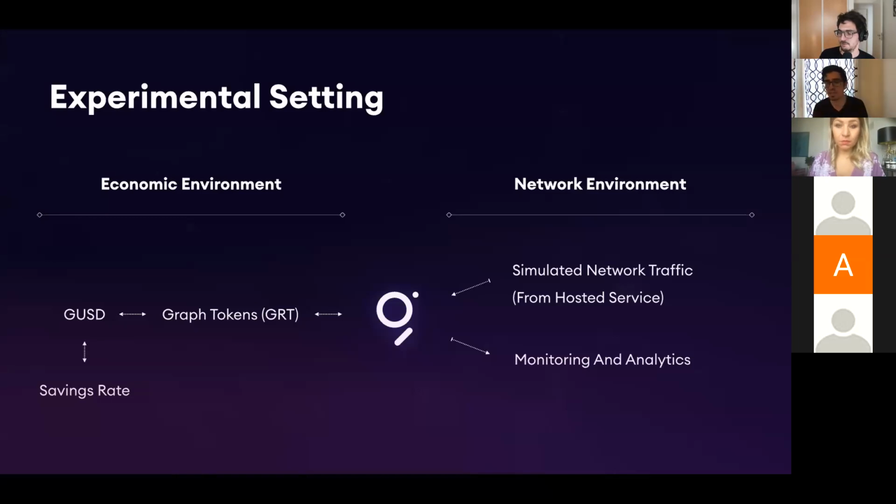And from the network environment side of things, we'll actually be hitting you with traffic that we've collected in the hosted service over the last 18 months. So you're not going to be getting unrealistic, fake generated data. These are going to be real queries that we've collected and logged from real subgraphs that have been running in production. And from that perspective as well, I think this adds a sense of realism that we think sets this kind of testnet environment apart.